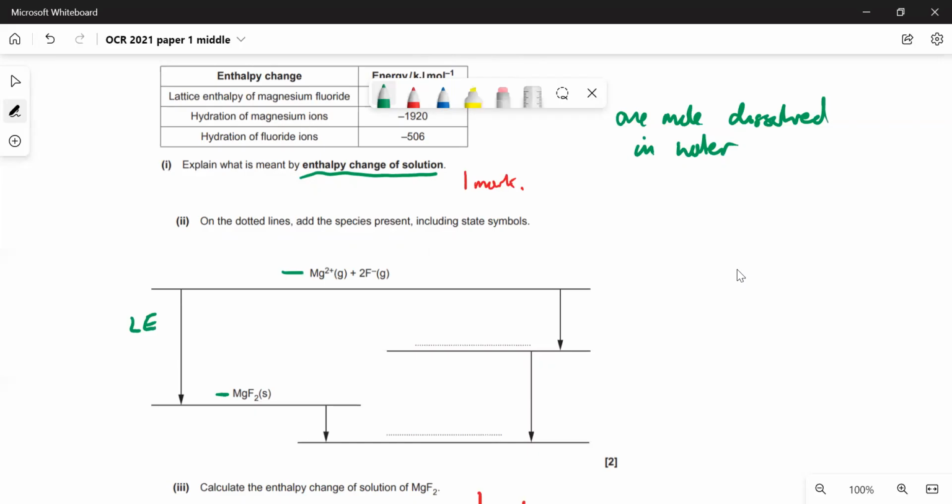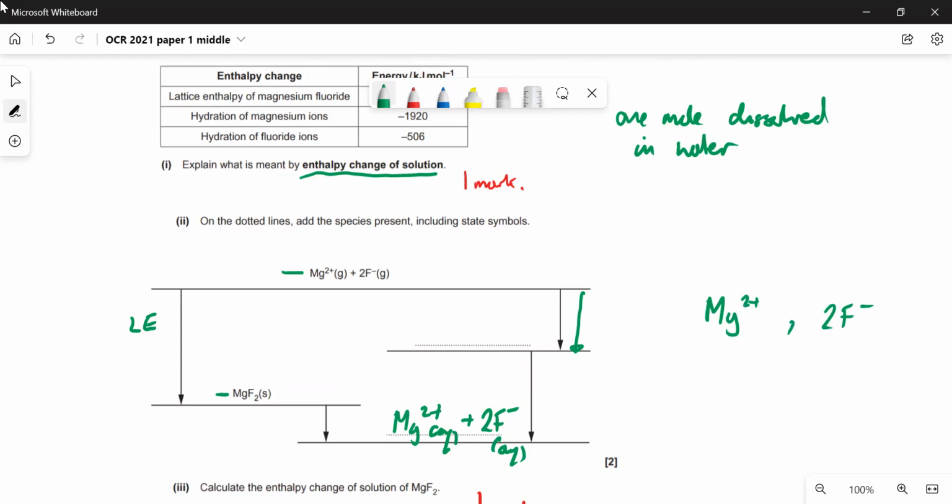Now down here, when we do these cycles, we always have the ions in aqueous solution. So I'm going to put Mg2+ (aq) and 2F- in aqueous solution as well. So that happens in 2 stages there. So this first arrow here, we are hydrating. Are we hydrating the Mg2+ ion, or are we hydrating 2 fluoride ions? Well, that arrow is slightly smaller.